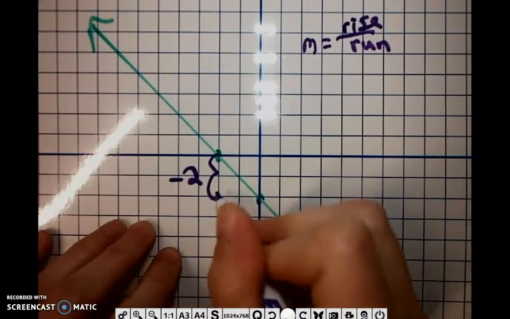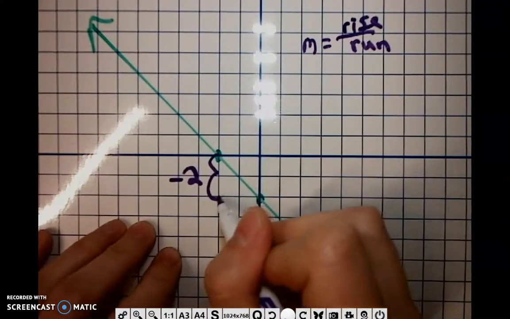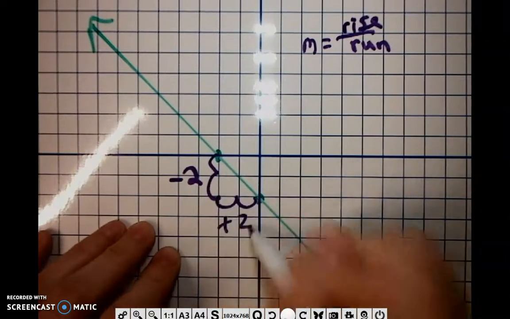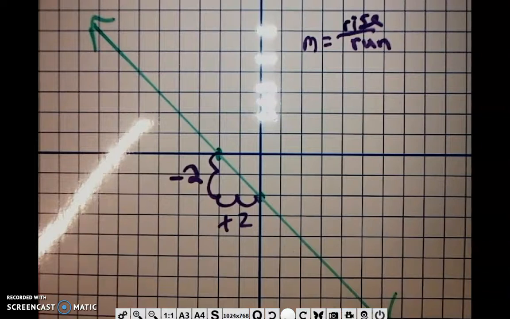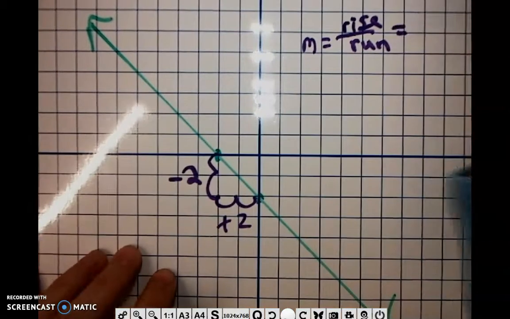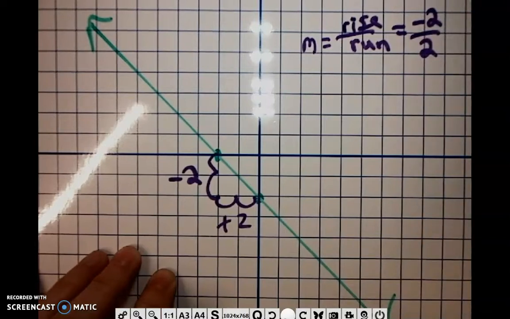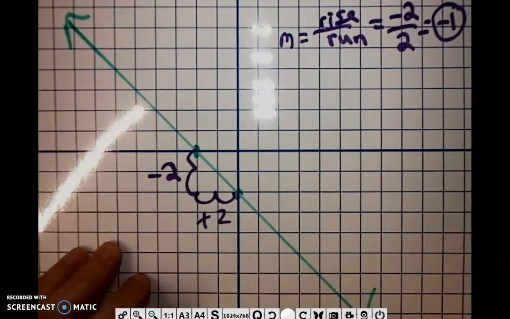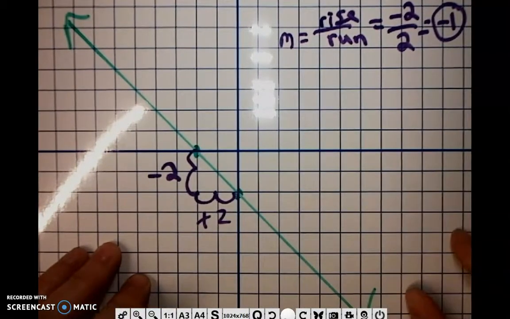And then that's my rise, right? So it's up or down. So I went down 2, and then run, you're going forwards or backwards. So I'm going to go forward 2. So that's positive 2. So then to write this, rise over run, negative 2 over 2 gives me negative 1 for slope. You guys can see that. There we go. All right, so my slope here is negative 1.